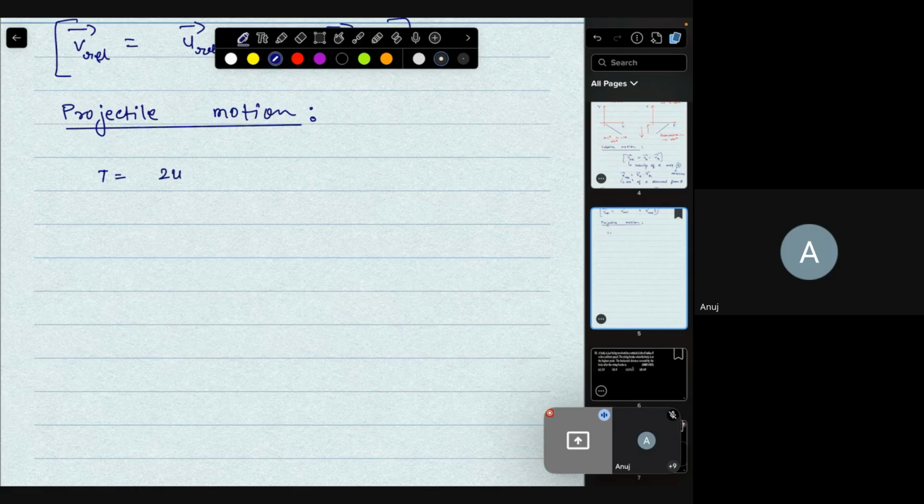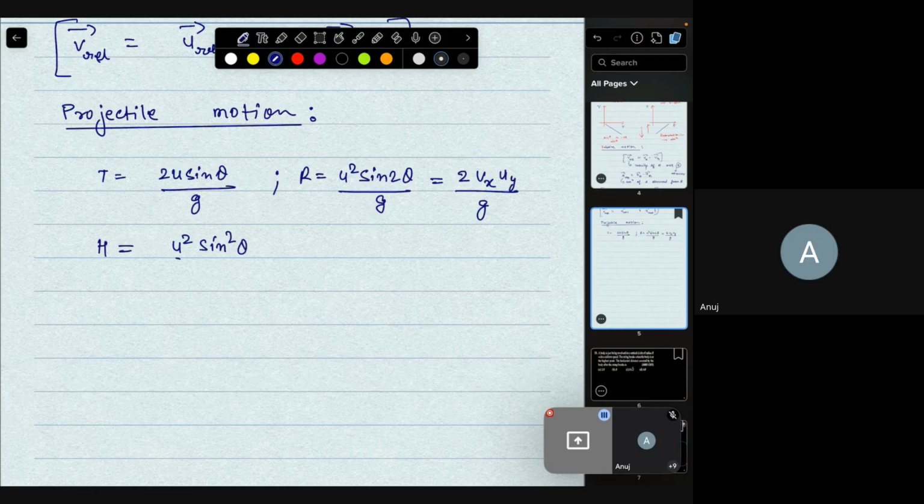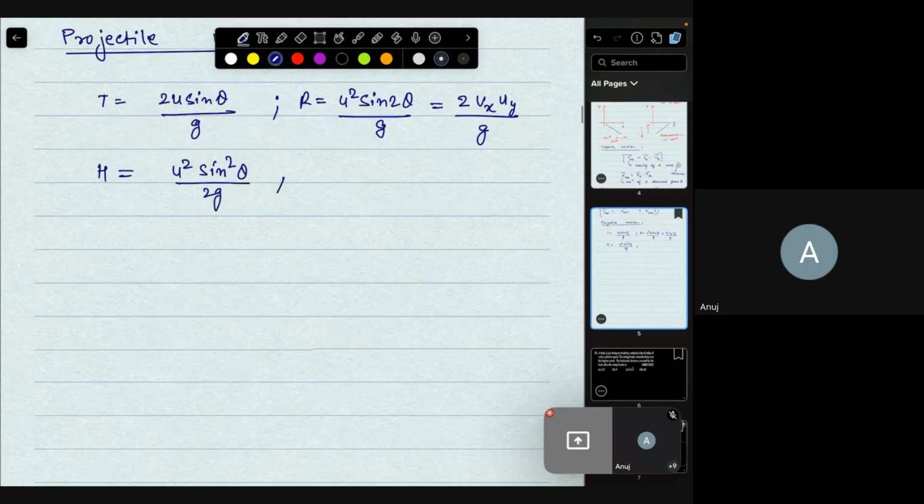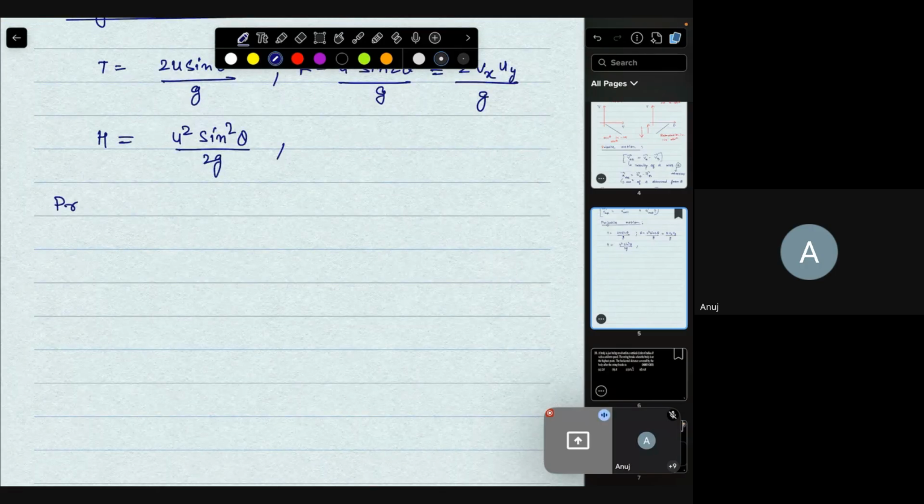It was 2u sine theta by g. Range is u square sine 2 theta by g. Sometimes it is also written as 2 u_y by g, where u_y is the y component. Height is u square sine square theta by 2g. Clear? Now we have seen after this was projectile motion on inclined plane.